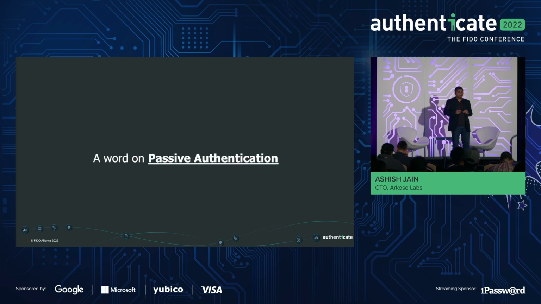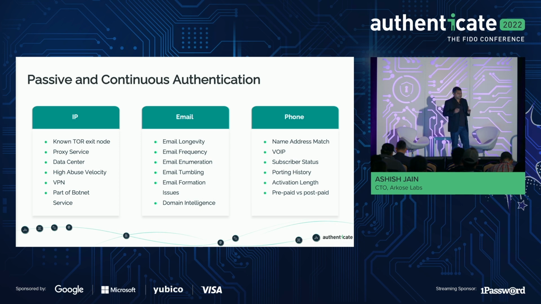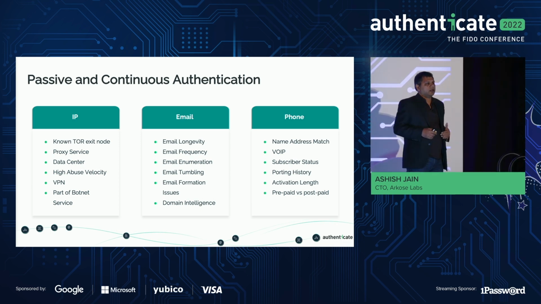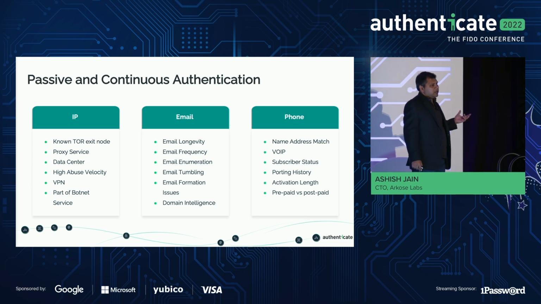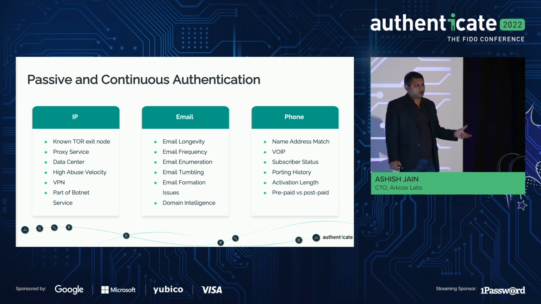Now, before I get into that, I want to spend some time on what I call passive authentication. I do not know if that's an industry term, but I use it. Active authentication is when a user has to take certain action. Passive authentication is that I can get some information about this session, about this user, without any interaction from the user. And there are things like IP. Anytime you access a website, I get to know your IP. I get to know whether or not you're coming from a botnet. I get to know you're coming from a data center.